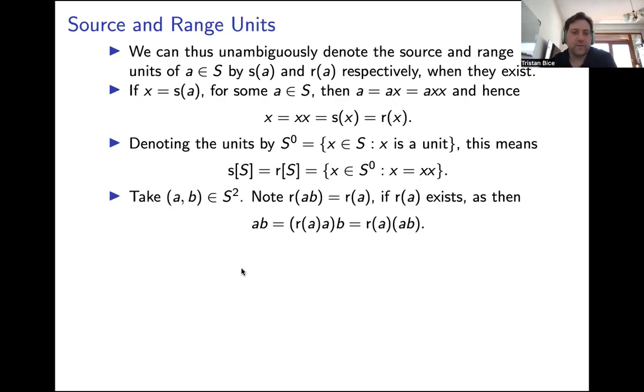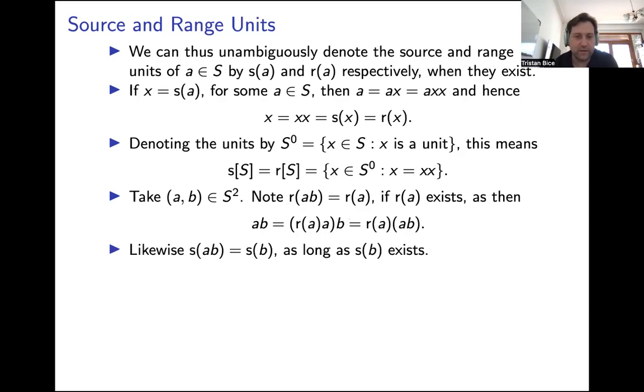Another few simple observations is that if the range unit of some A exists, and the product of A and B is well defined, then that product AB also has a range unit, and it has to be exactly the same thing. Because, applying associativity, if AB is defined, we can replace A with the range unit of A times A, and then we can take the product the other way, putting the brackets around the AB. So this is really just the range of A times AB. It's well defined, so that has to be the range unit of AB.